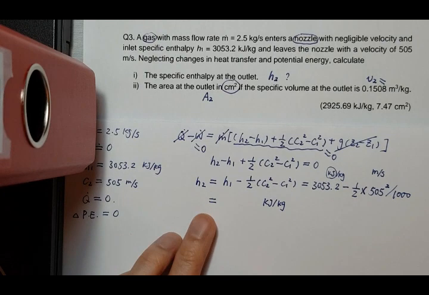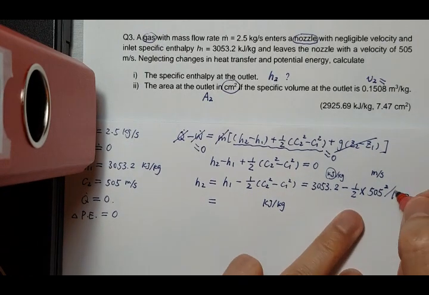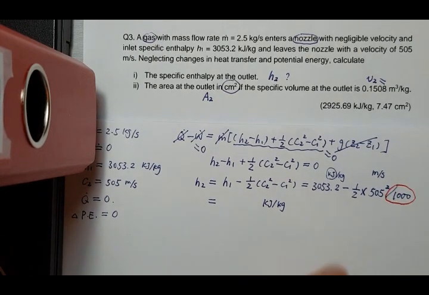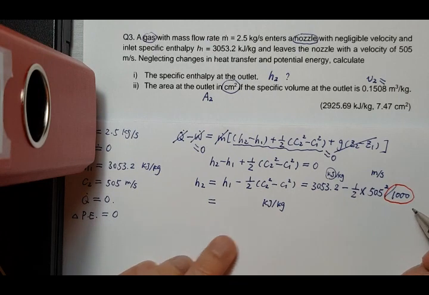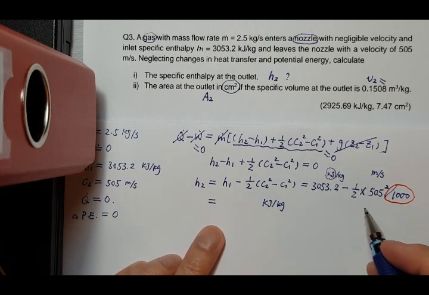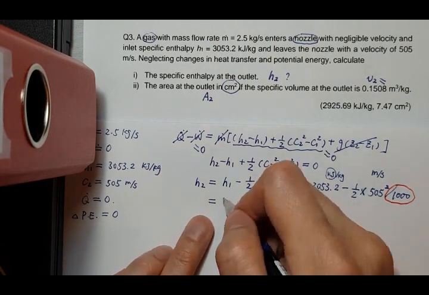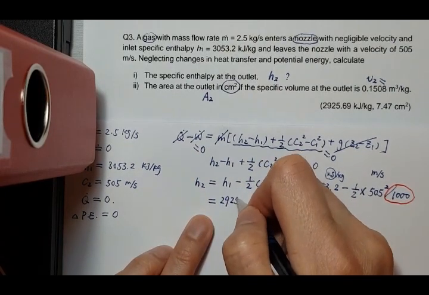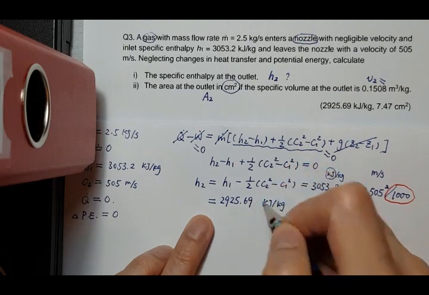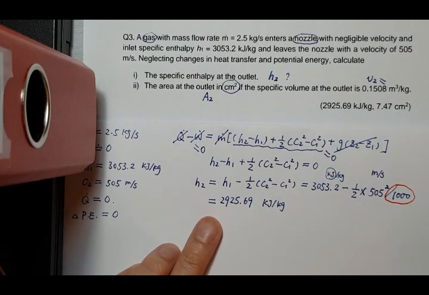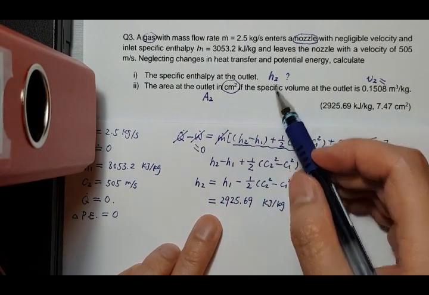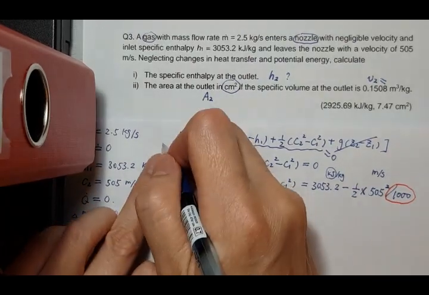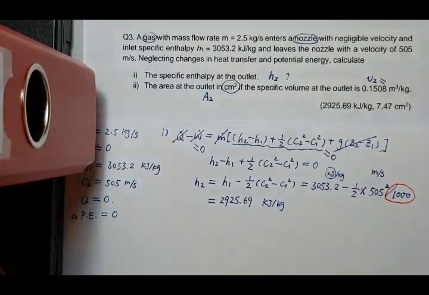Okay, so this part, divided by 1000 here, is a very common mistake. So you need to be very careful about that. Okay, so now if you calculate that, you will get the final answer of about 2925.69 kilojoule per kilogram. So that's for the H2, the first question. Okay, so I give it 1 here.